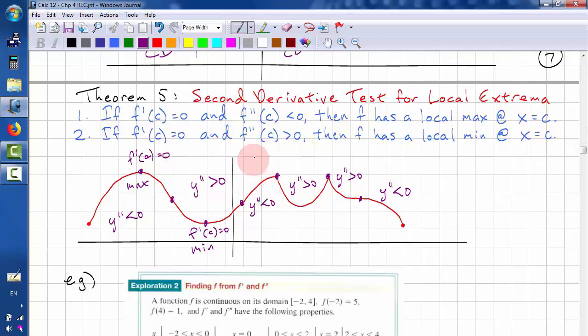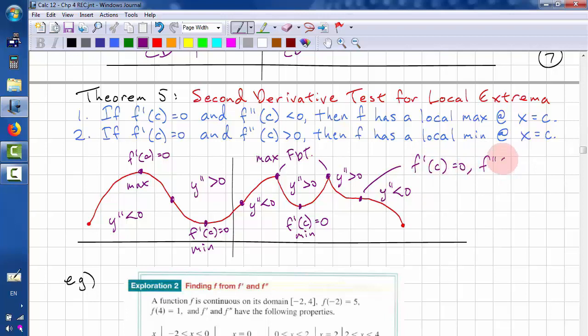Here we have a max, but we have to use the first derivative test because there is no second derivative. It does not exist. Here, f prime of c equals 0, and this is a min. Again, here's another max, and it's the first derivative test.